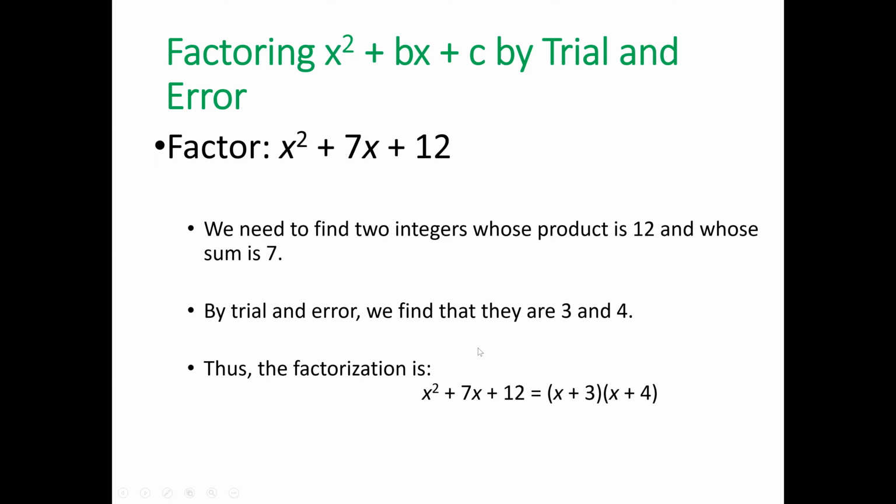So again, trial and error. If the coefficient is 1, that is the fastest way. Find the factors of x squared, which will be x and x. Find two values that when you multiply, you get the last term, and when you combine them, you get the coefficient of the second term.